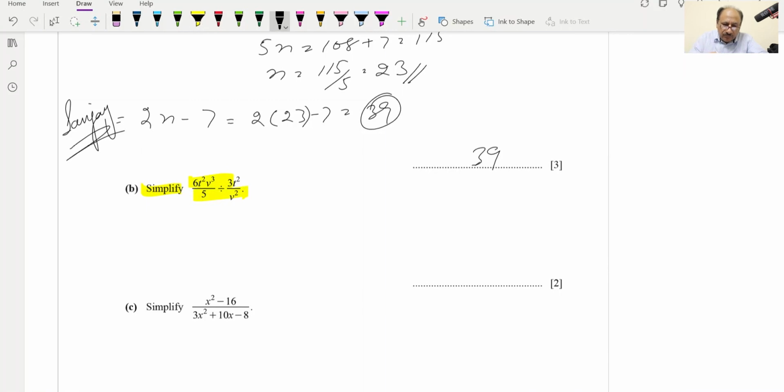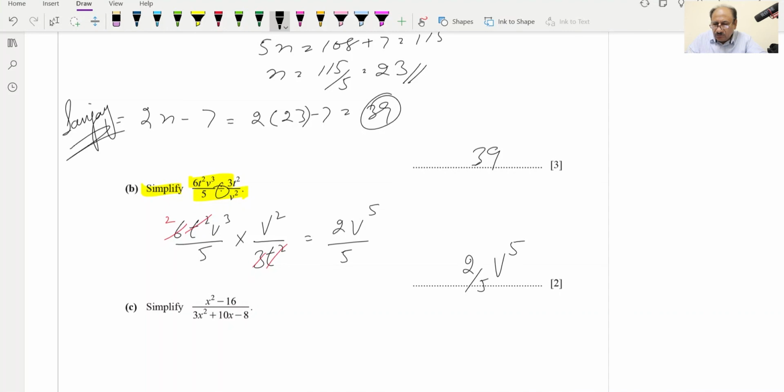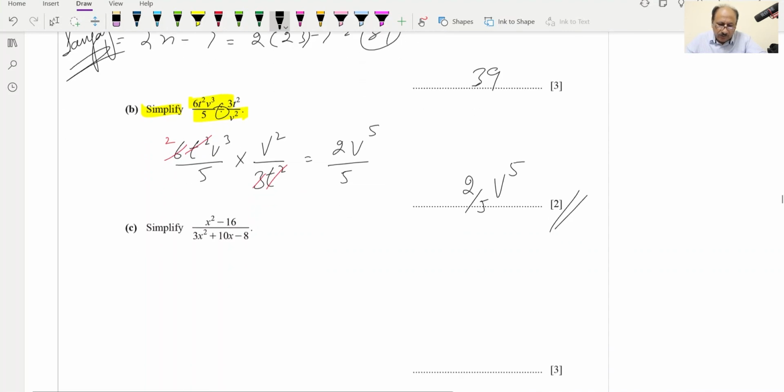This we have to simplify. So 6t squared v cubed over 5. Now we can write the reciprocal, changing division into multiplication. So it will be v squared over 3t squared. Now we can cancel t squared with t squared, and 3 with 6 and 2 here. And this will be 2v raised to the power 5. 3 plus 2 will be 5, divided by 5. So 2 over 5 v raised to the power 5. This will be the final answer for 2 marks.